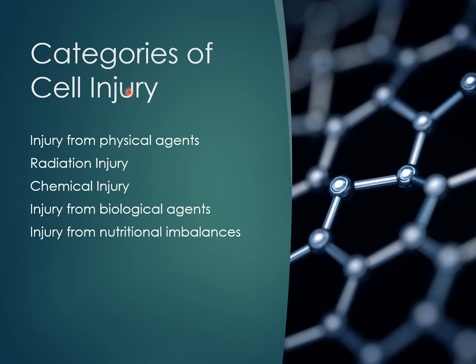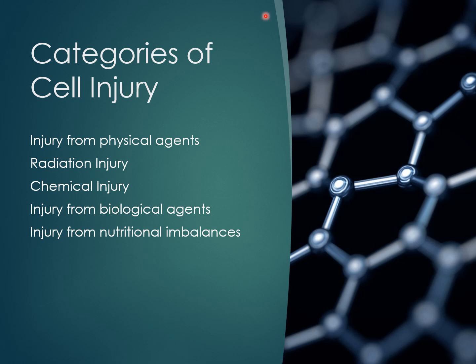Things like gases like carbon monoxide, insecticides, metals like lead and mercury. Those are all chemical agents that can cause damage. And another huge category is drugs, whether it's over-the-counter drugs, whether it's prescription drugs, whether it's illicit or street drugs. Alcohol falls into that category. All of those things can be considered chemical injurious agents.